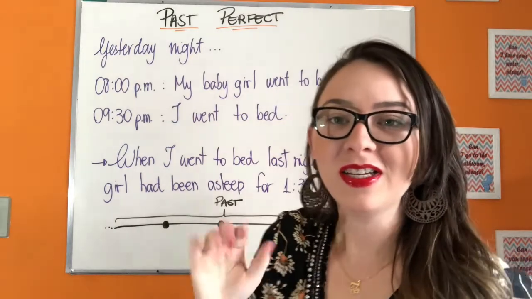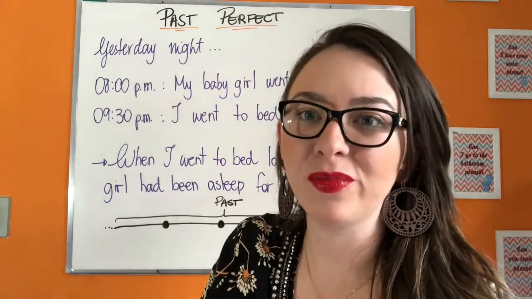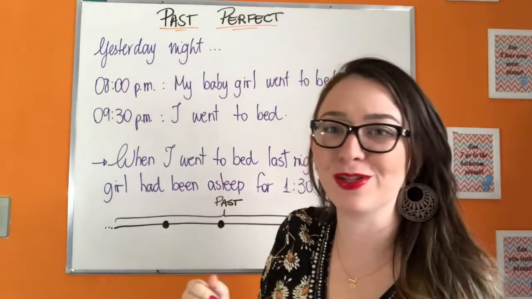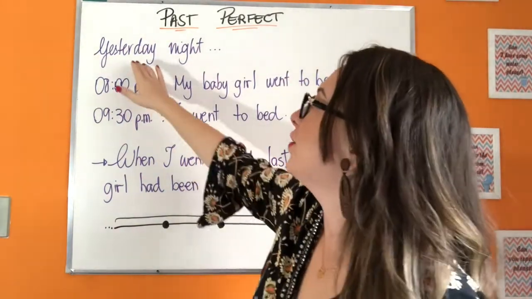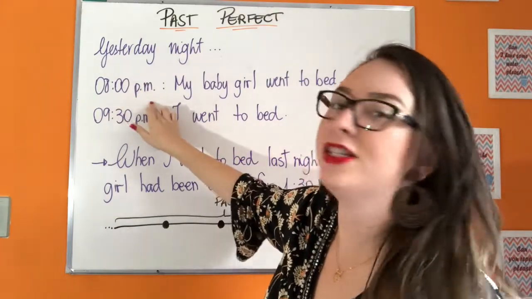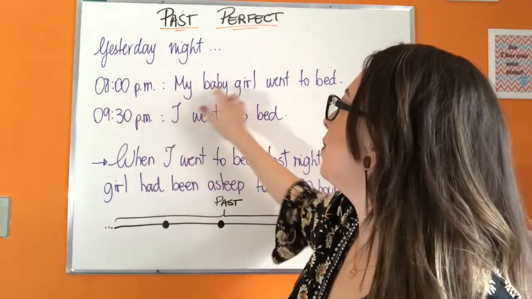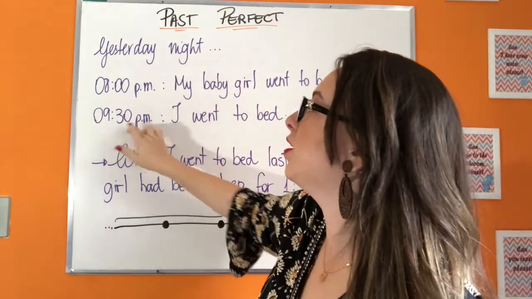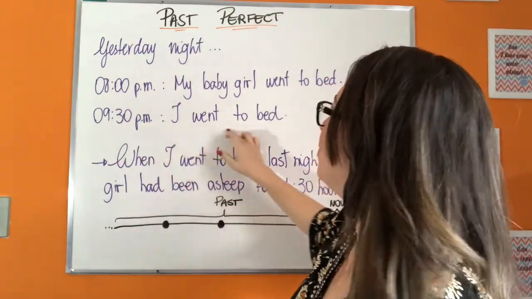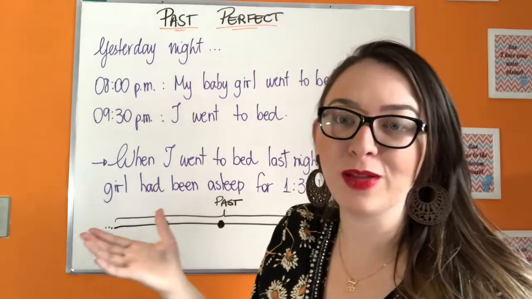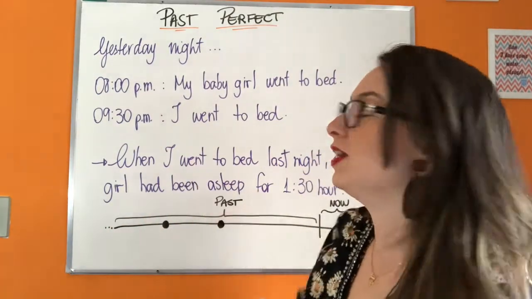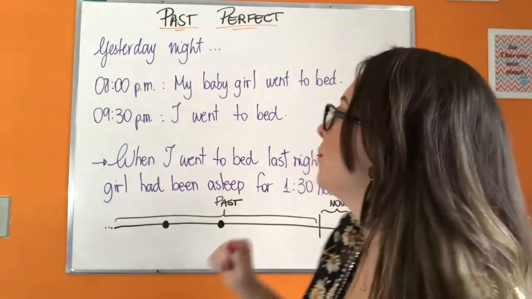So, yesterday night is the setting of my story, okay? Everything happened in the past. It's the past perfect, of course. So, yesterday night at 8 p.m., my baby girl went to bed. And then at 9:30 p.m., I went to bed. I go to bed pretty early because I get up pretty early. So last night at 9:30, I went to bed.